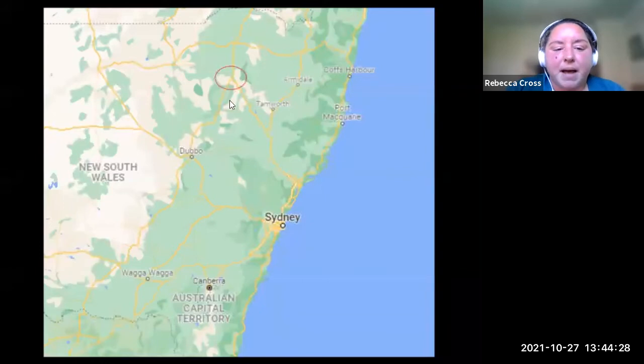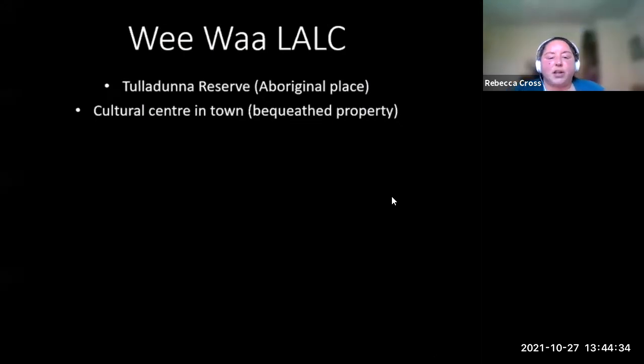So this is a map just showing where Waa and Narrabri are in relation to Sydney. And to go into some of those land councils now to have a look at what resources they have and how they've engaged with the project.